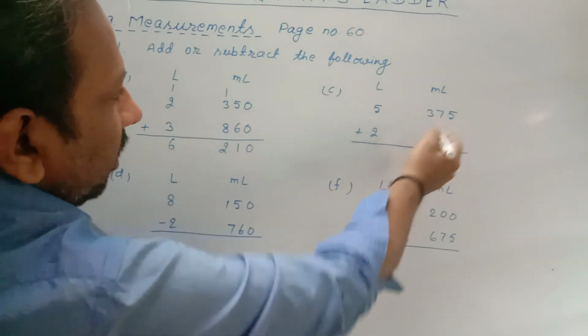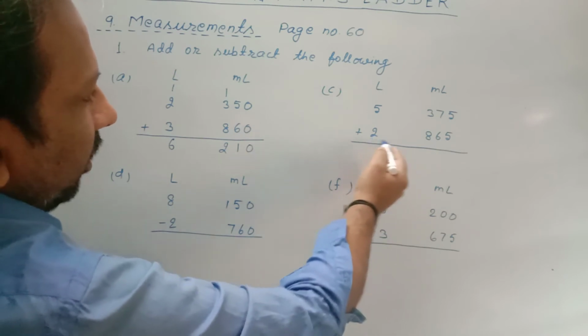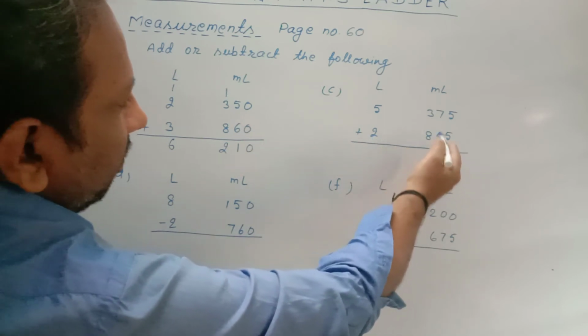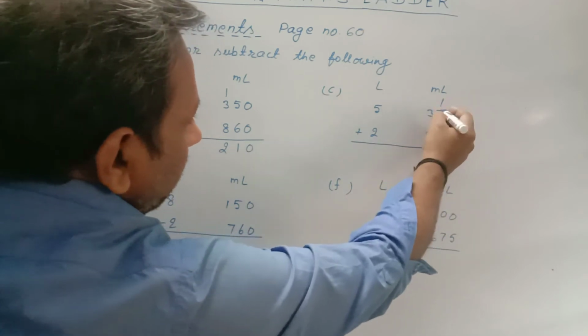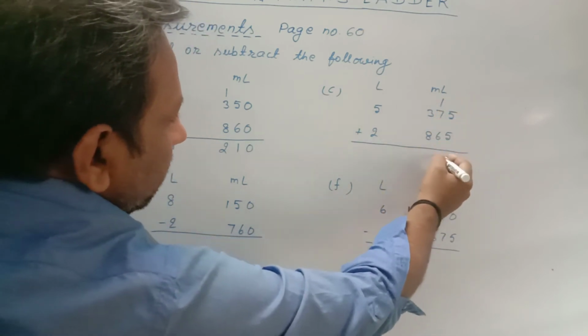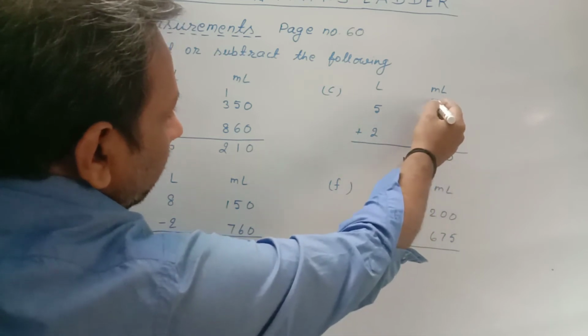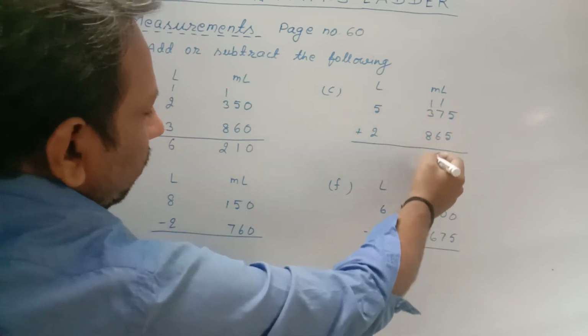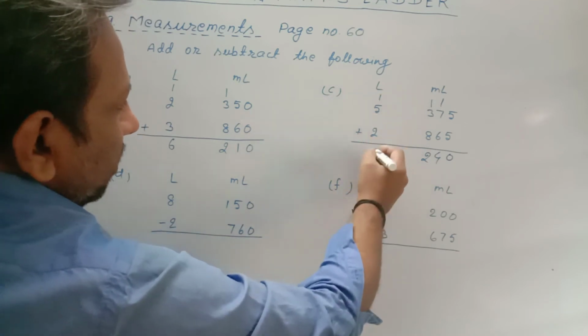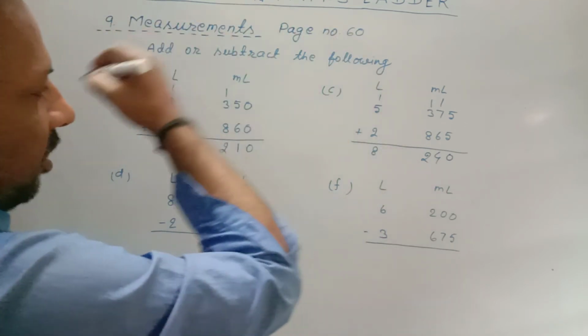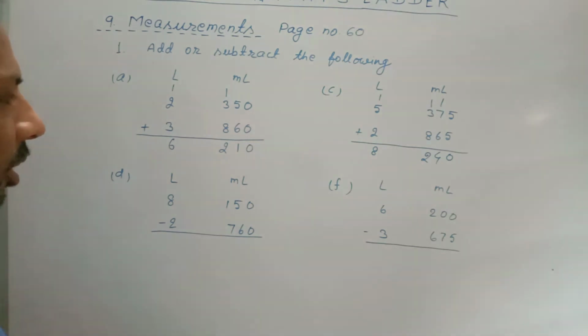Now 5 liter 375 milliliter and 2 liter 865 milliliter. 5 plus 5, 10, 0, carry 1, that one will come here. 1 plus 7, 8, 8 plus 6, 14, carry 1, that one will come here. 1 plus 3, 4, 4 plus 8, 12, carry 1, one will come here. 1 plus 5, 6, 6 plus 2, 8. So this addition became 8 liter 240 milliliter.